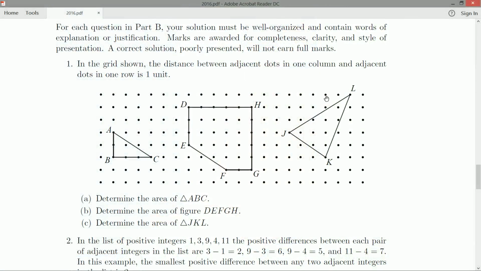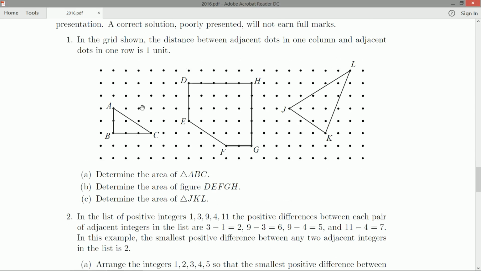That's fine. We've got 3 pictures here. I imagine we're going to have to be computing some perimeters or areas, but let's take a look. 1A, determine the area of ABC. B, determine the area of DEFGH. C, determine the area of JLK.